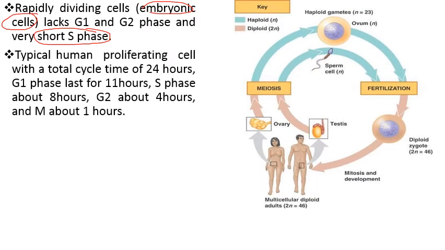Typical human proliferating cell with a total cycle time of 24 hours. Normally जो human cell की बात करते हैं, so इसका जो time period होता है cell cycle का, that is approximately 24 hours. इसमें जो G1 phase होता है, that lasts for approximately 11 hours, S phase for 8 hours, G2 phase about 4 hours, and M phase is about 1 hour of duration. So ये time period है. Total 24 hours का time duration होता है जो normal proliferating eukaryotic cell है, human cell, and it is further divided into different phases. That is G1 phase consists of 11 hours, S phase of 8 hours, G2 phase of 4 hours, and the mitotic phase is of 1 hour.